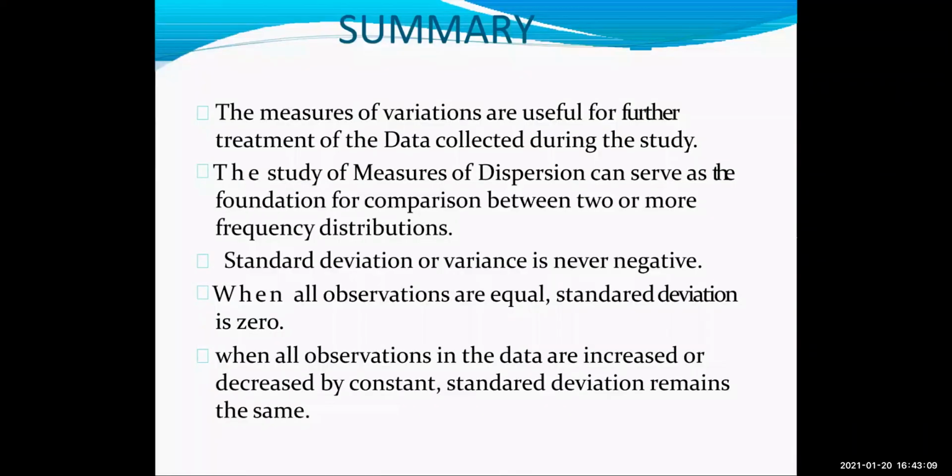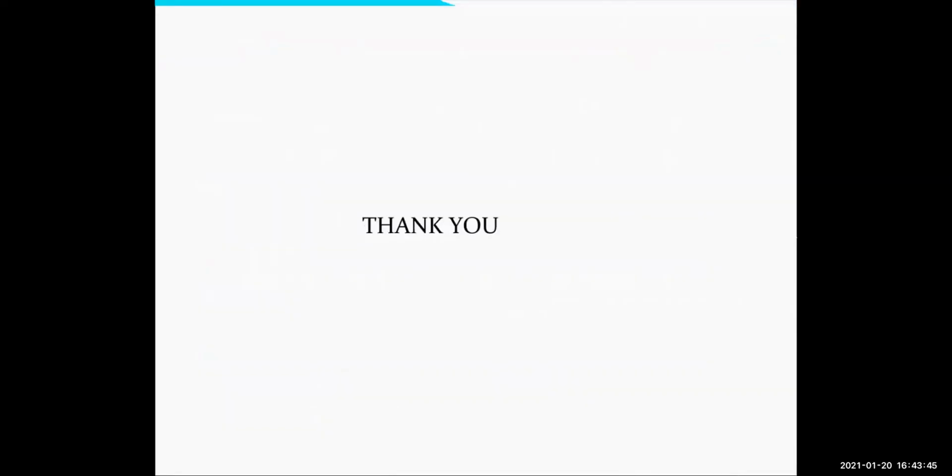So the measures of variation are useful for further treatment of data collected during the study, and the study of measures of dispersion can serve as the foundation for comparing two or more frequency distributions. And standard deviation or variance is never negative. When all the observations are equal, standard deviation is zero. And when all the observations in the data are increased or decreased by a constant, then the standard deviation remains the same. Thank you.